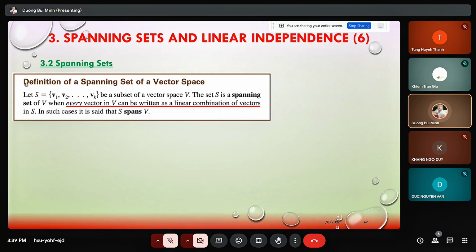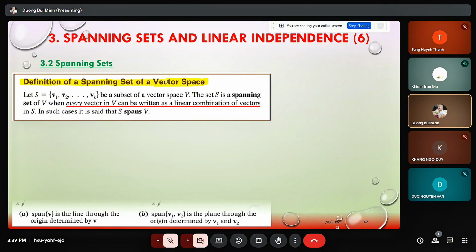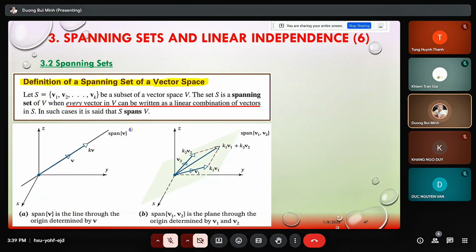So now we have the definition of a spanning set of a vector space. Three minutes. Try to understand this definition. Three minutes now, please.